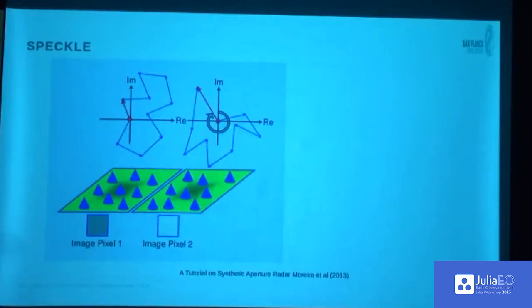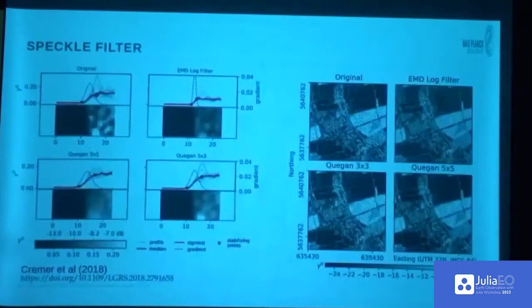But because these phases can be different depending on whether some scattering process is happening here or here, you get these random shifts, and then the sums can be either very high or very low, and therefore you have these random looking differences between pixels on the same land surface. And then to deal with that, you could use a speckle filter.